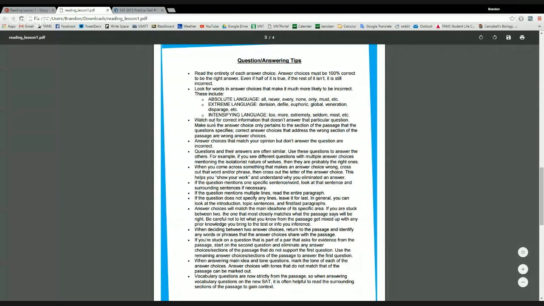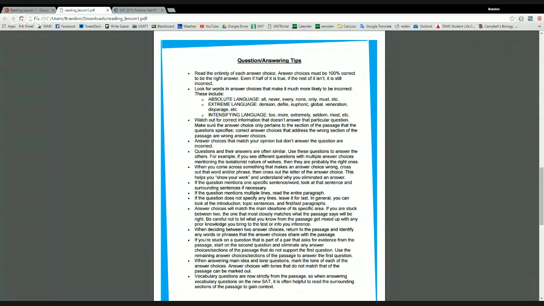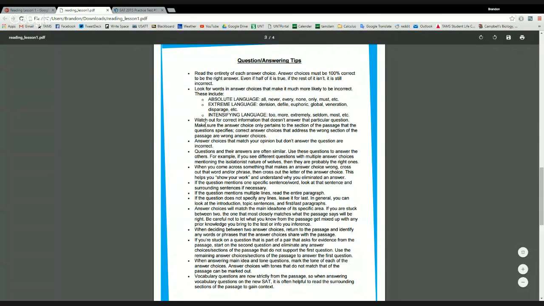Now, watch out for correct information that doesn't answer that particular question. So make sure you're answering the questions based on what the question's asking and what the passage says, and nothing about your own opinion on the answer. Make sure your answer choice only pertains to the section of the passage and not any other lines that are given, unless it's a main idea question. And correct answer choices that address the wrong section of the passage are wrong. So once again, anything that's outside of the text given is incorrect.